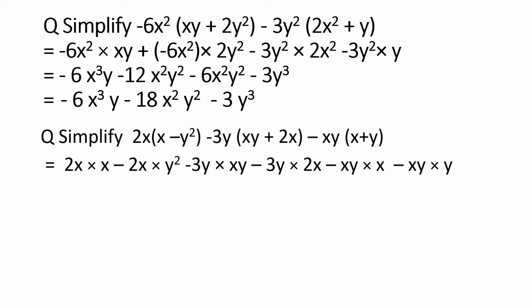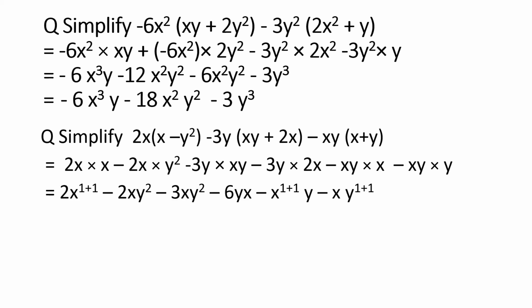Now multiply the numbers separately and variables separately. 2x into x will become 2x raised to power 1 plus 1, minus 2xy², then minus 3 into x into y raised to power 1 plus 1, that is 2, minus 3xy², minus 6yx, minus x raised to power 1 plus 1 y, and minus x into y raised to power 1 plus 1. This will become 2x² minus 2xy² minus 3xy² minus 6yx minus x²y minus xy².